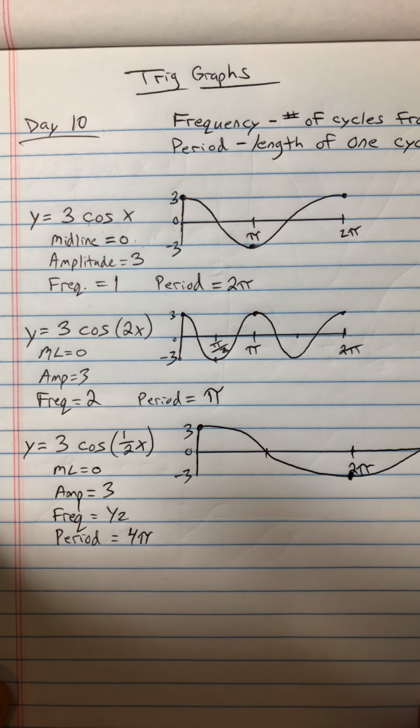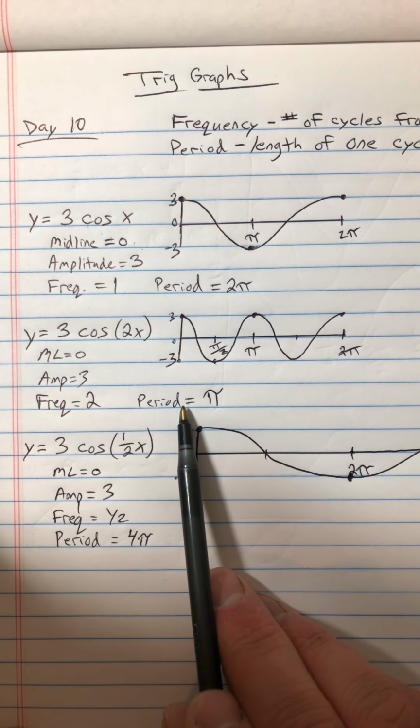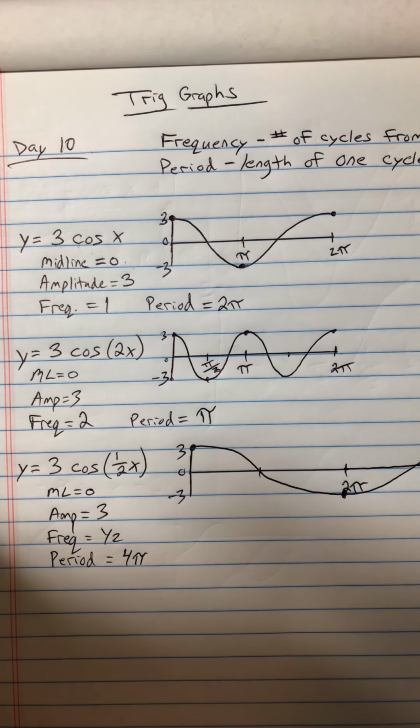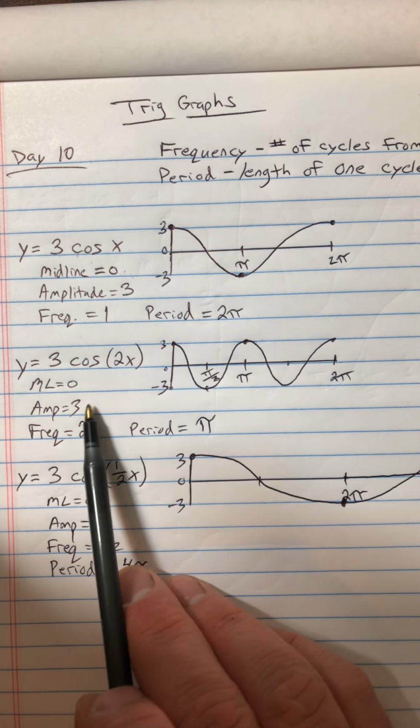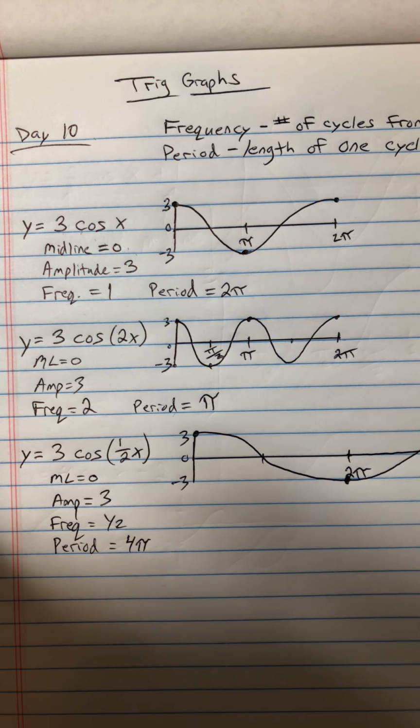All right, that one's straight in the notes if you have them. I'm going to check that out. It's not that easy. Hopefully somebody's starting to see a relationship between this frequency and the period. All right. 1 is 2 pi, 2 is pi, 1/2 is 4 pi. All right, it's in the notes.